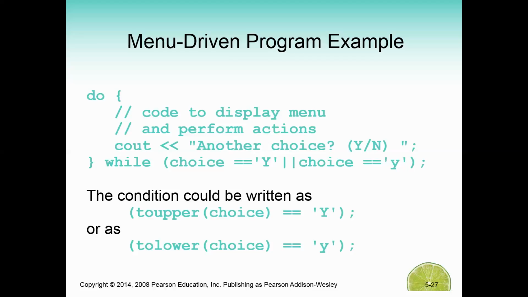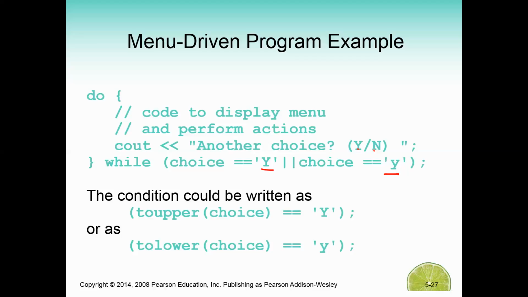So here we have, okay, do something. Here's the code to display a menu and perform some actions. And then we have another choice. Give me another choice: type a Y or type an N. So I have to check here if the choice is either uppercase or lowercase, right? Because I don't know what the user is going to type. I'm asking for an uppercase Y, but they can type a lowercase y.